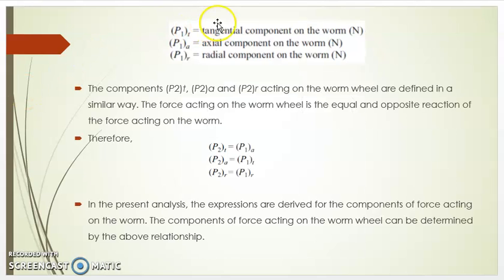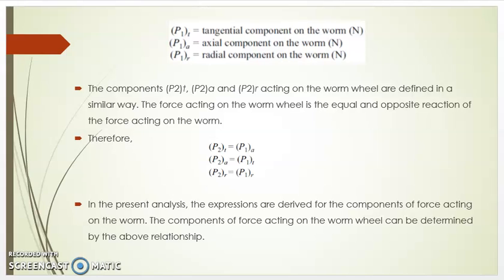Therefore, P1T is equal to the tangential component on the worm in Newton. P1A is equal to the axial component on the worm in Newton. P1R is equal to the radial component on the worm in Newton. The components P2T, P2A and P2R acting on the worm wheel are defined in a similar way.